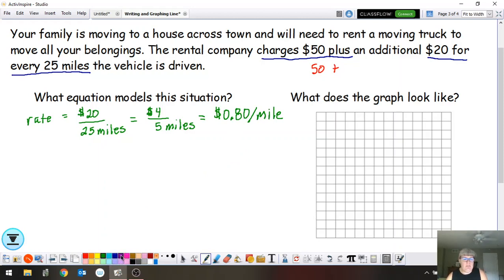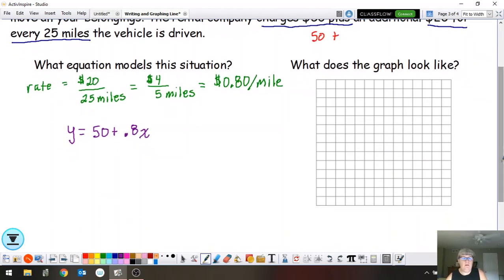So if I write an equation, y equals $50 plus 0.8 per mile per x. So let's make a graph of this. Well, if it's per mile and we're saying x is the miles, we should label our graph that our x-axis is the number of miles and that the y-axis is the cost.